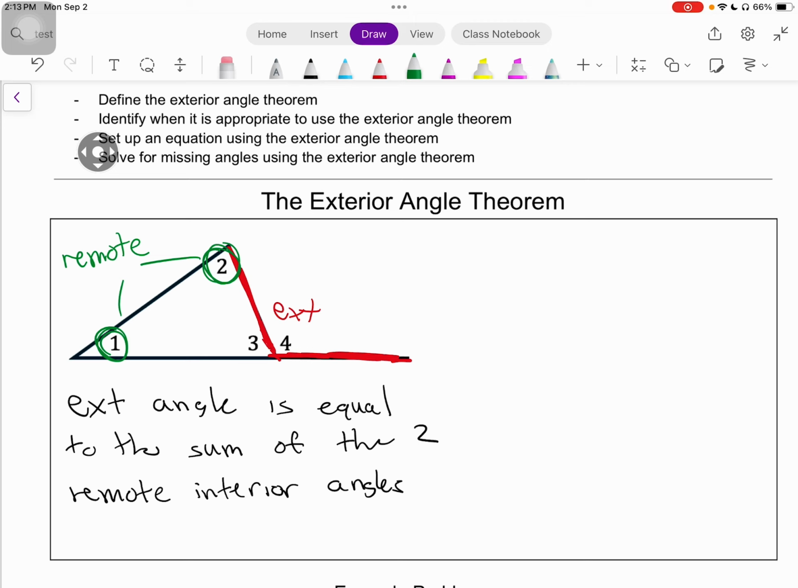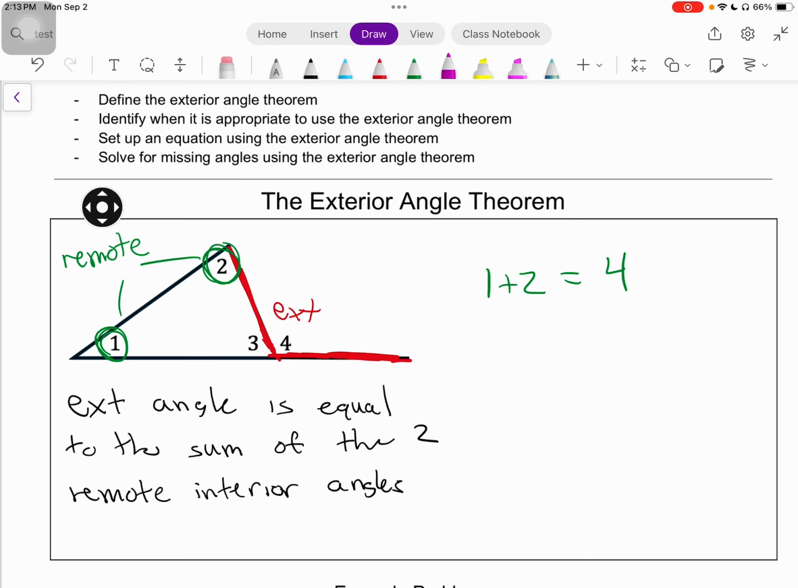So the equation that we can set up here is that angle 1 plus angle 2 equals angle 4, not 1 plus 2 equals 4. These two angles, whatever they might be, 1 and 2, add up to whatever 4 is. So instead of 180, this is another way that we can set up this equation.